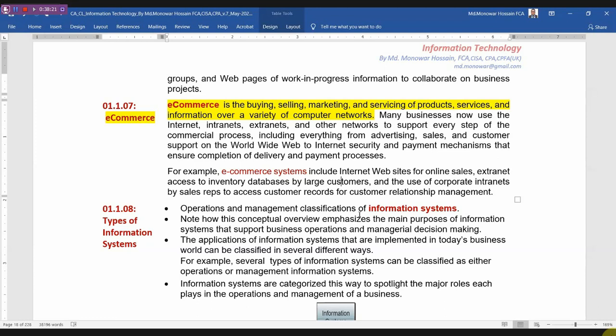Another circular from Bangladesh Bank, from the Payment Services Department, says that all courier companies should open a custodian account, that means a settlement account.